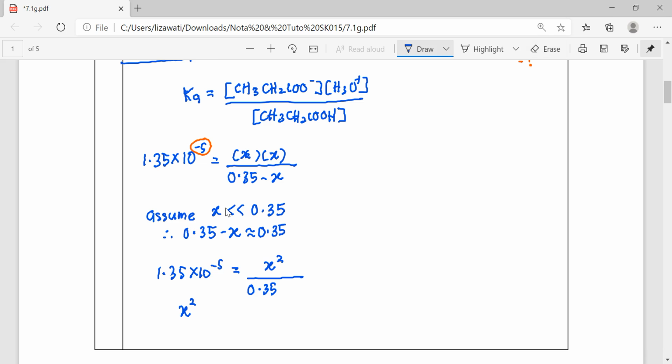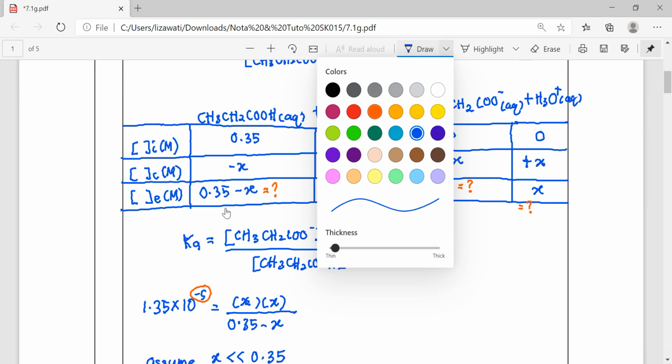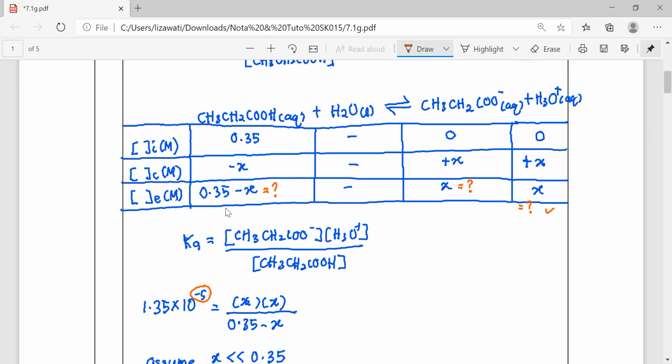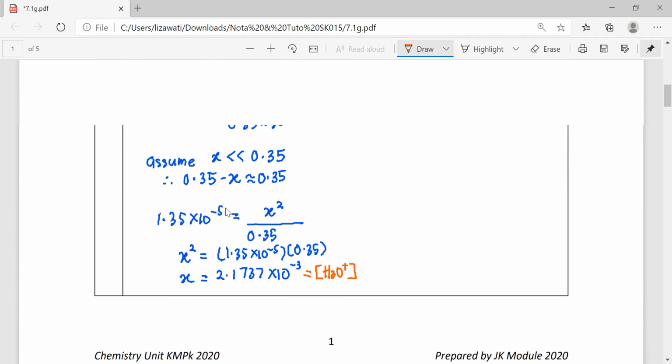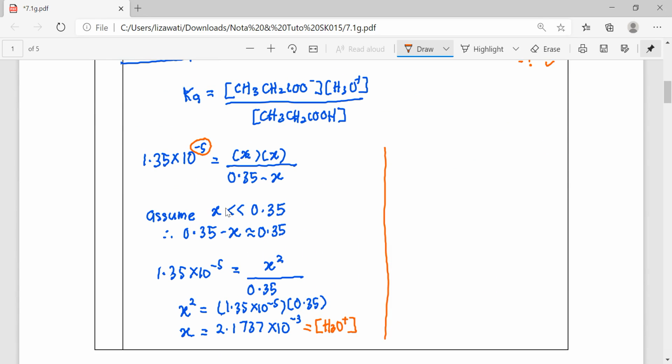Next we have to find out the X value. Therefore you should get X as 2.1737 times 10 to the power of negative 3. When we refer back to the ICE table, the value of X here is the concentration of H3O plus. Next step, you have to calculate the pH by using the formula pH equals negative log of the concentration of H3O plus. Now substitute.